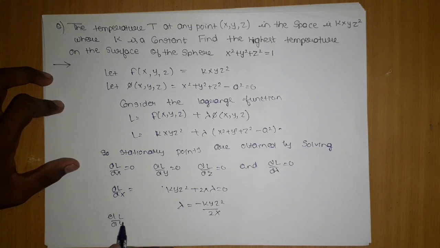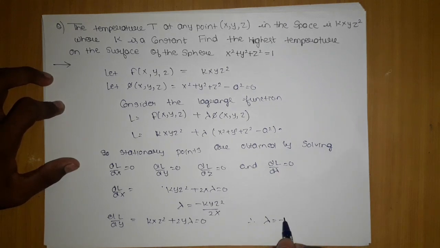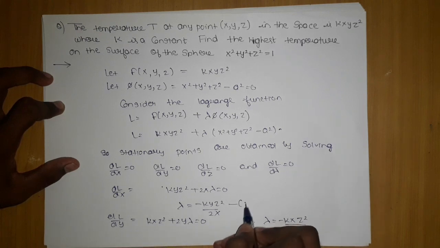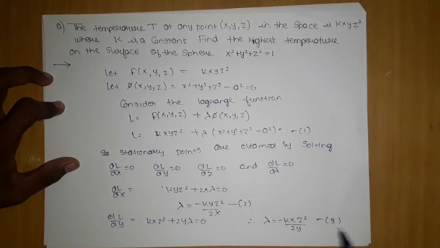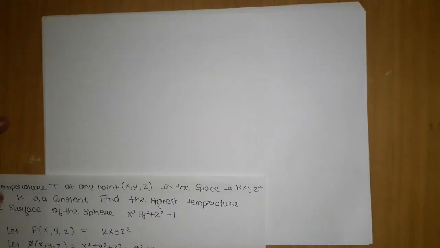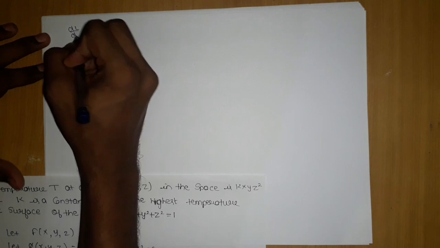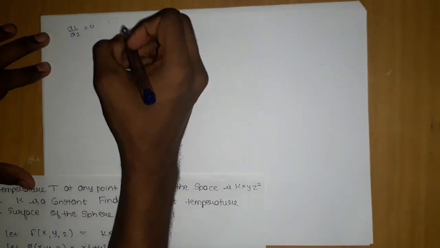Similarly, ∂L/∂y is kxz² + 2yλ = 0, therefore λ equals minus kxz² by 2y. This I will call 2, this is my 1, this is my 3. Now what is the next? ∂L/∂z equal to 0.